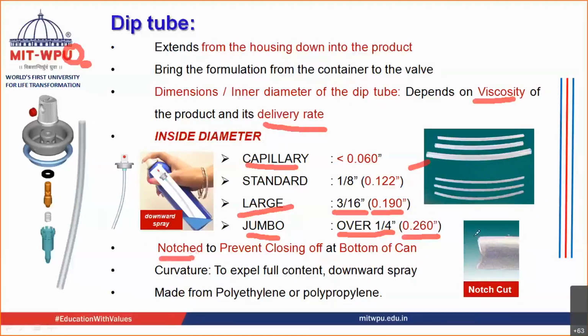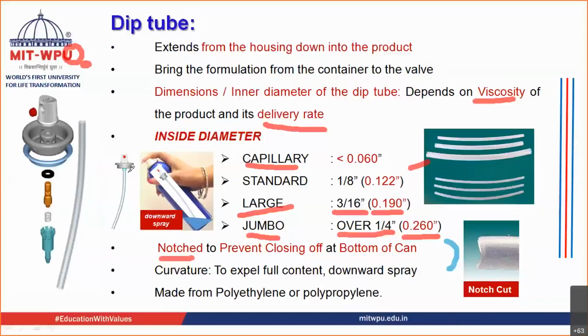So this is the notch type of a dip tube. You basically have a notch type of a dip tube so that it prevents the closing off. When the dip tube goes up to the end, it should not get closed off by the base of the container. This closing off of the dip tube with the base of the container is prevented because of this notch type of a dip tube, where it has been cut from the bottom, so that the last part of your formulation also comes out. So it prevents the closing off at the bottom of the can.